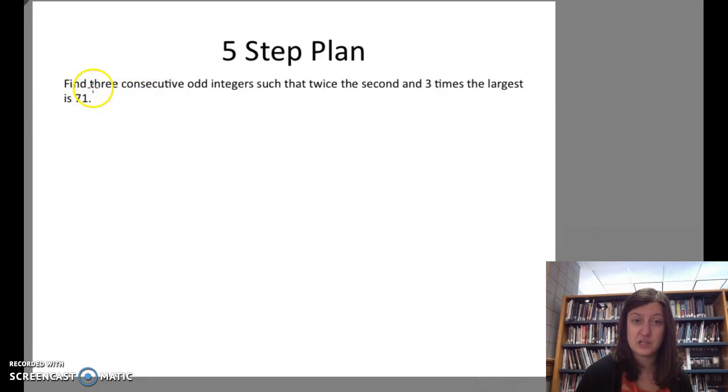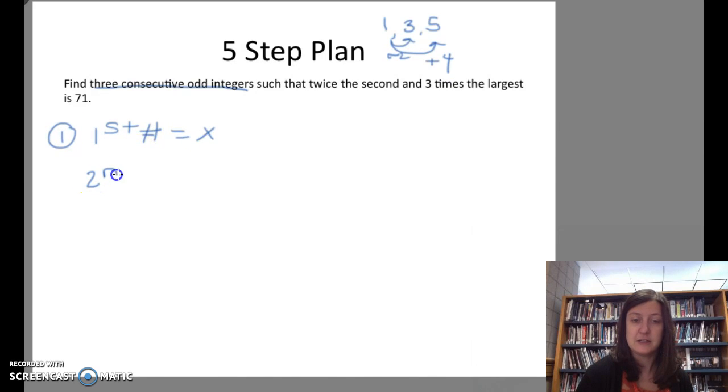Find 3 consecutive odd integers. So odds, let's put a little model up here. Now that goes up 2, and that goes up 4. So step 1, we've got our first integer, our first number is x. Second number is x plus 2. And then our third number is x plus 4.